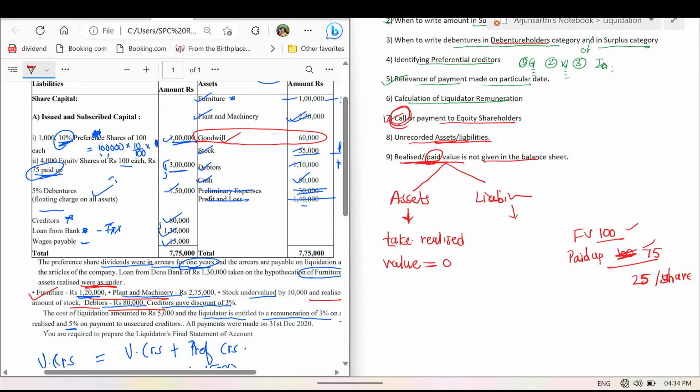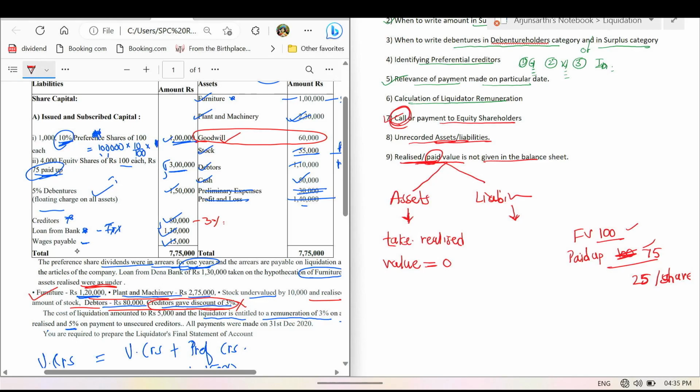Generally you will not get the liability value, because whatever is payable is the current payable value. Historical values of assets you will get, but not historical values of liabilities. Current values, the actual payable value of liabilities, you will get. Therefore for a liability, if the value is not mentioned, for example creditors give a discount of 3%, the payable value is 80,000 minus 3%. This is the paid value of the creditors. Payable is 80,000, out of that you get a 3% discount. That means the paid value is different.